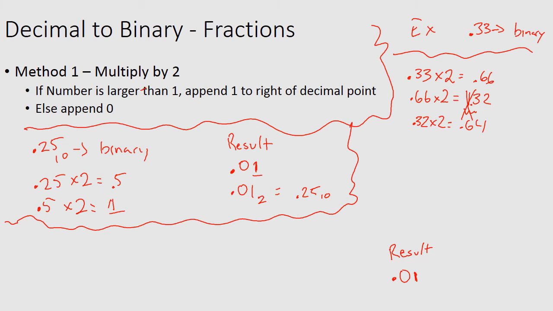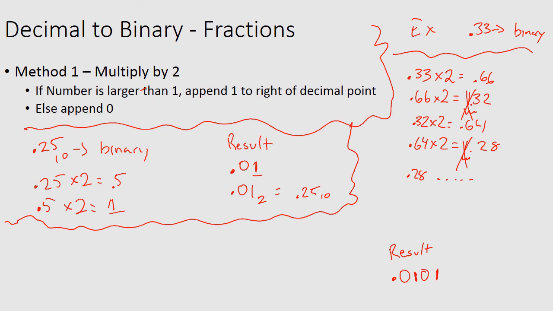0.64. And because 0.64 is not larger than 1, we append a 0. Then we multiply 0.64 by 2, and we get 1.28. And so 1.28 is larger than 1, so we add a 1 to the right. And then again, we ignore the 1, and we take what is to the right of the 1, so 0.28.